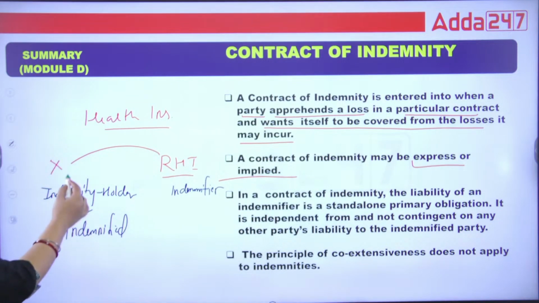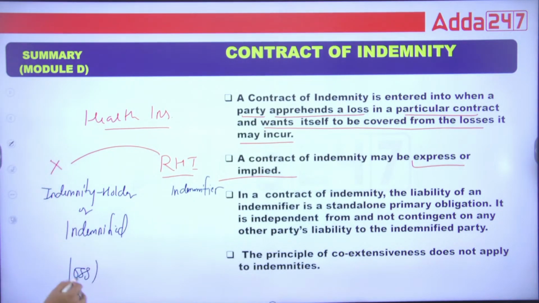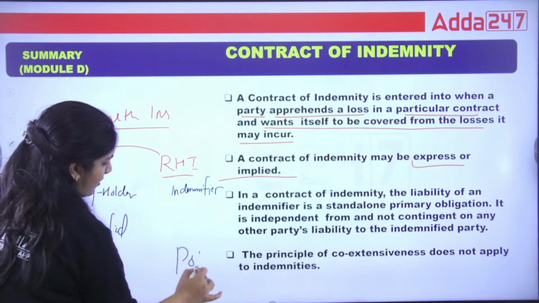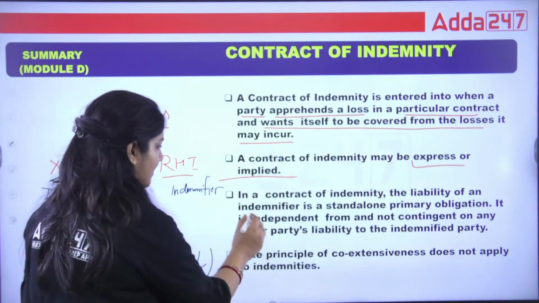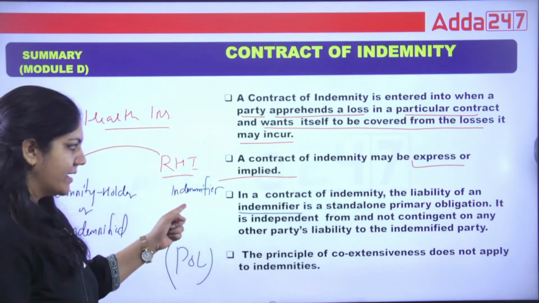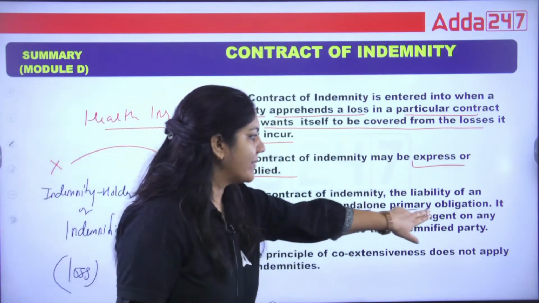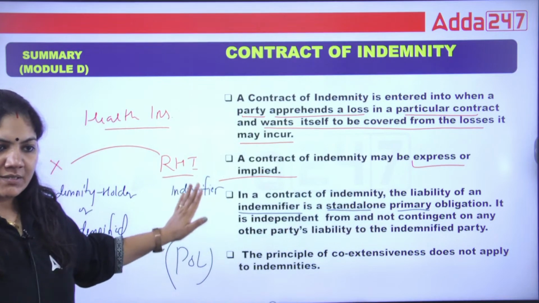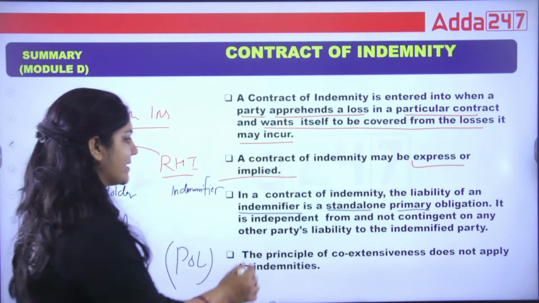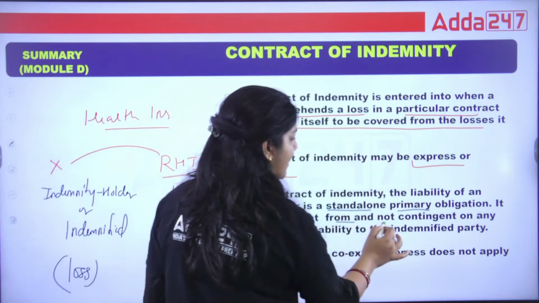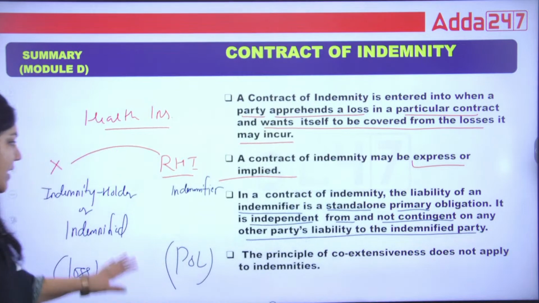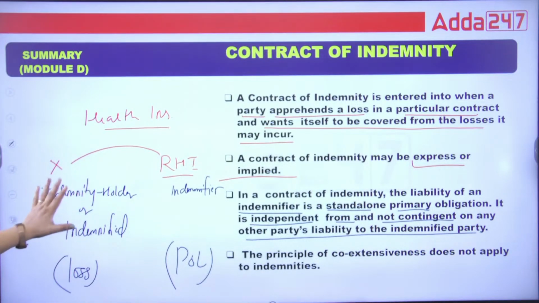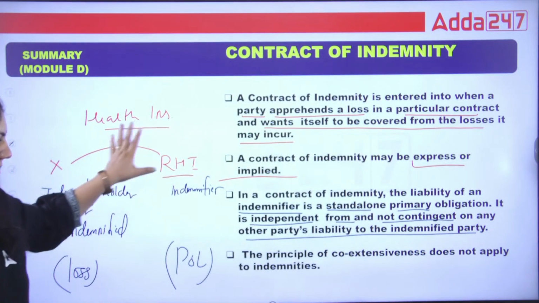So class, the loss will happen to this person and the protection of loss will be done by this person, right? So in the contract of indemnity, the liability of the indemnifier is a stand-alone primary obligation. Exactly. The primary liability is of this one, and it is independent from and not contingent on any other party's liability to the indemnified party. It means the loss will be suffered by this one and the coverage of loss will be done by this person.